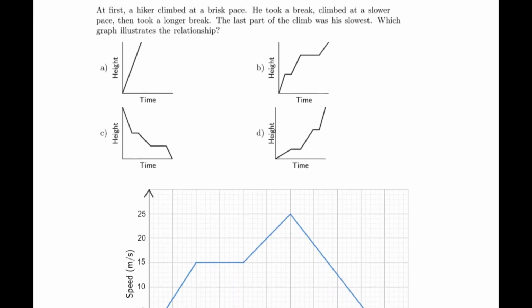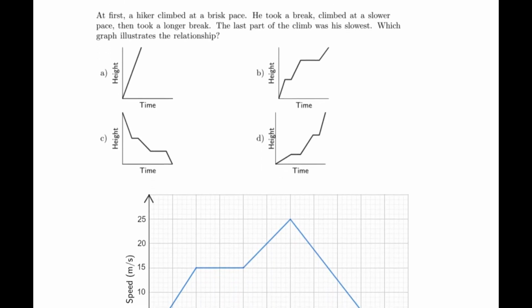At first, a hiker climbed at a brisk pace. He took a break, climbed at a slower pace, then took a longer break. The last part of the climb was his slowest. Which of the graphs illustrates the relationship? Well, if he's taking a break, time has to keep going, but the height doesn't. It has to stay the same. So A is automatically out.